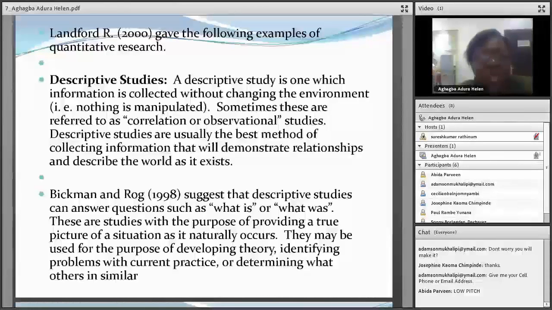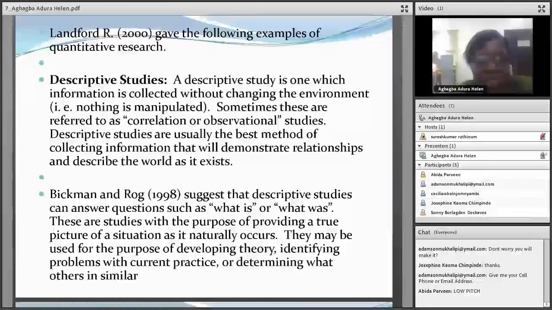Descriptive studies are usually the best method of collecting information that will demonstrate relationship and describe the world as it exists. Bigman and Robb suggest that descriptive studies can answer questions such as what is or what was. These are studies with the purpose of providing a true picture of a situation as it naturally occurs.